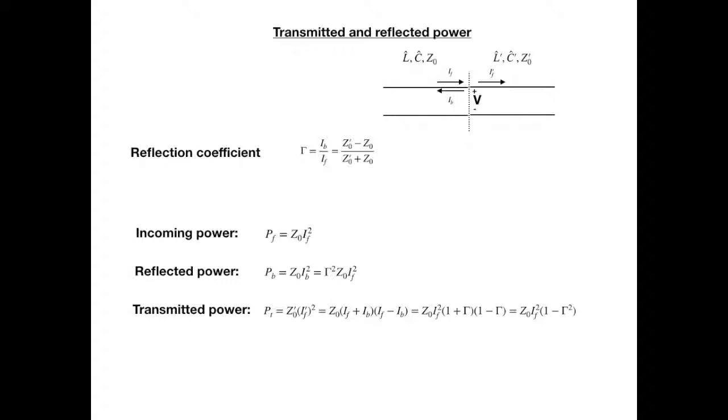Using all the formulas we had, we get that the transmitted power is Z0 times I forward squared times 1 minus gamma squared, and it shows that we have energy conservation because the incoming power is just the sum of the reflected power and the transmitted power.